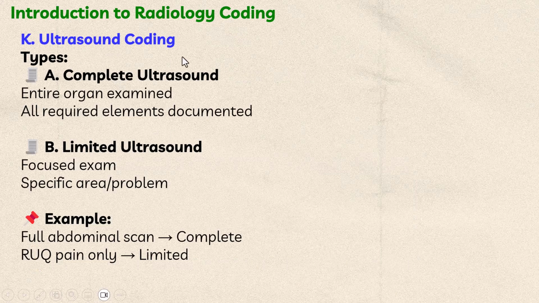Second type is ultrasound scanning. Here a complete ultrasound means the entire organ is examined, so all required elements are documented. Limited ultrasound means a focused exam, for example, a specific area or problem. So an example is a full abdominal scan is complete, but for right upper quadrant pain only, a limited ultrasound may be done. So you have to read the description carefully.